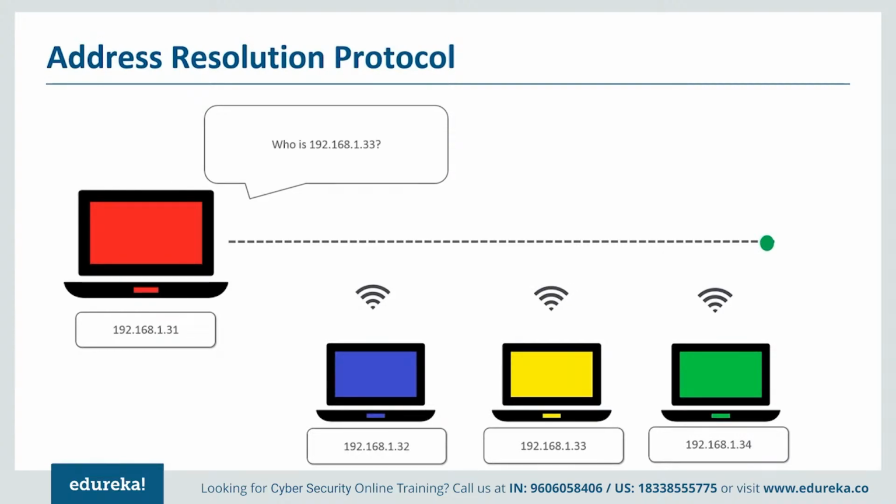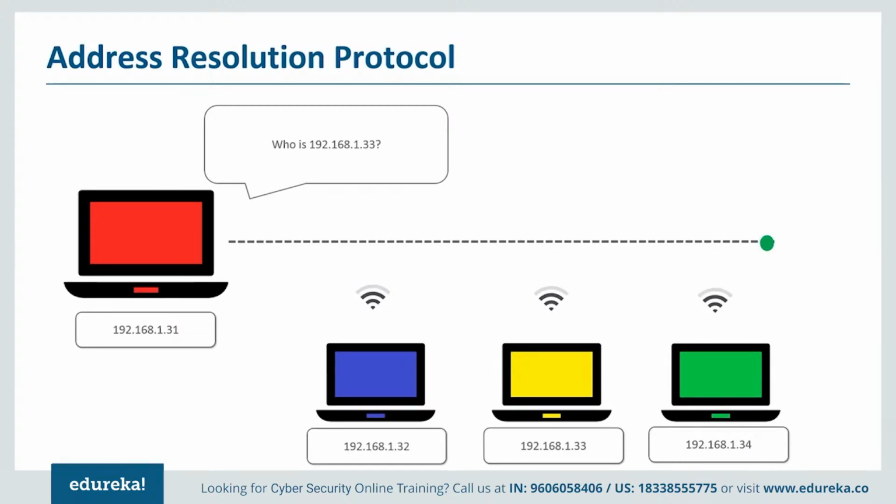Okay. So first of all, as I just said, Address Resolution Protocol is a local area network protocol. It basically works when you're using a LAN. So suppose you have a bunch of computers that are connected over a LAN, and they have the following IPs, which is 192.168.1.31, followed by 32, 33, 34. So these are the computers, and this is the scenario.